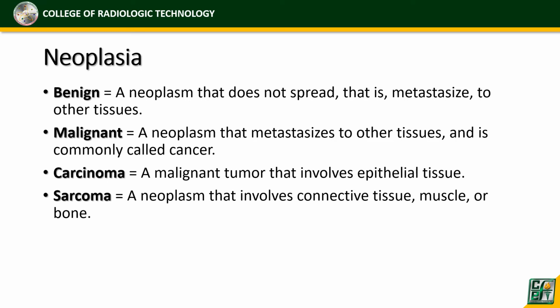Okay? Carcinoma is a malignant tumor that involves the epithelial tissue. So, when we say cancer of the epithelial tissue, it means carcinoma. On the other hand, sarcomas are cancers of the connective tissue, muscles, or bones. That is called sarcoma.